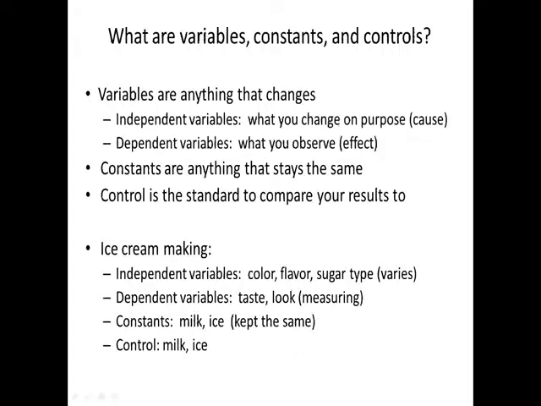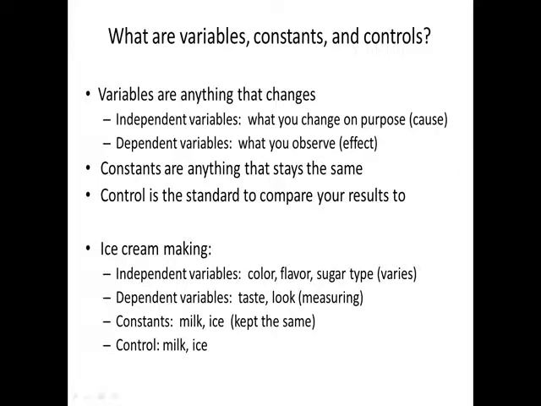Some other important components to your experiment should include variables, constants, and controls. Now, variables are anything that changes. Independent variables are things that you can change on purpose, while dependent variables are what you observe. You change an independent variable to observe the effect it has on dependent variables. Constants are anything that stays the same, and they help ensure that you are being consistent in your experiment.